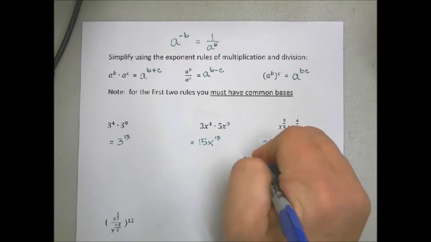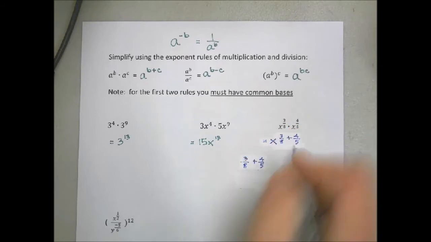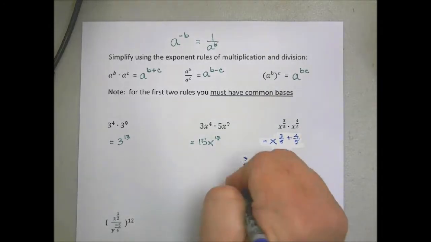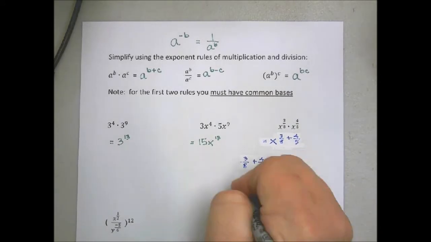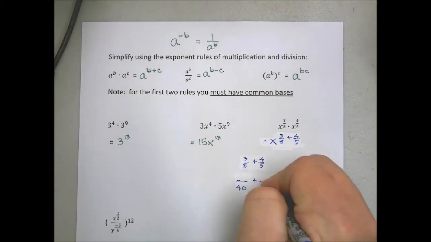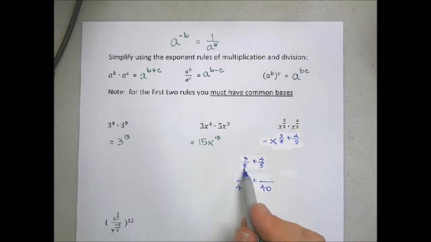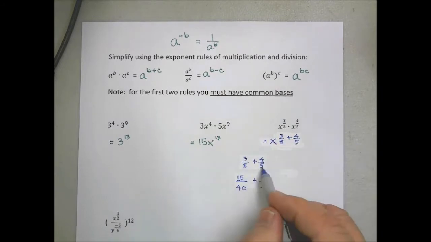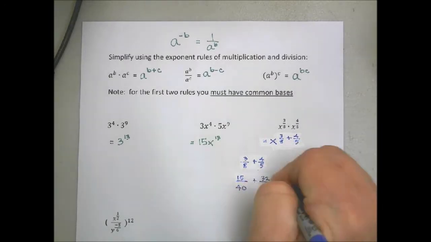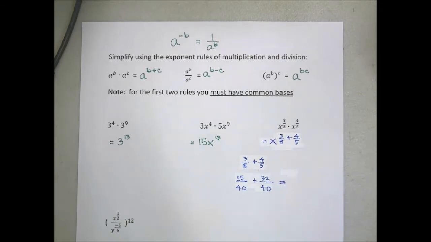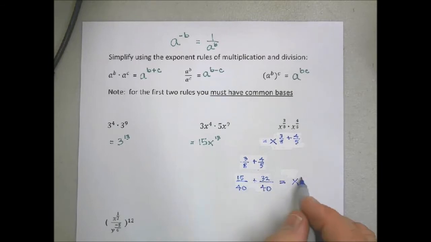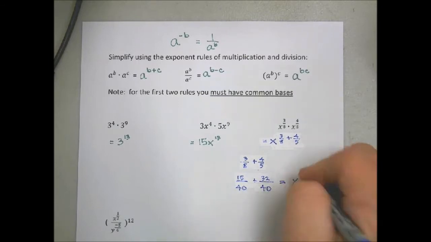So 3/8 plus 4/5. I know I'm going to need common denominators, and I know that denominator is going to be 8 times 5, which is 40. This fraction has the 8, so the numerator needs to be multiplied by 5, which is 15. This fraction has the 5, so it needs to be multiplied by 8, so 8 times 4 is 32. So that gets me to the answer of, I know x is the base, and the exponent is 47 over 40.